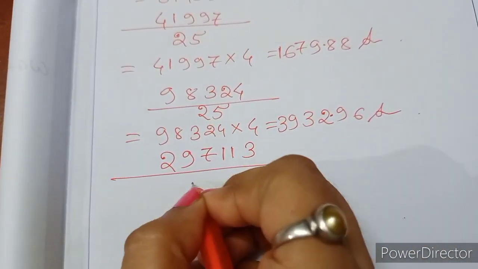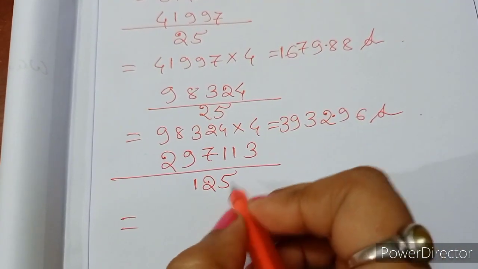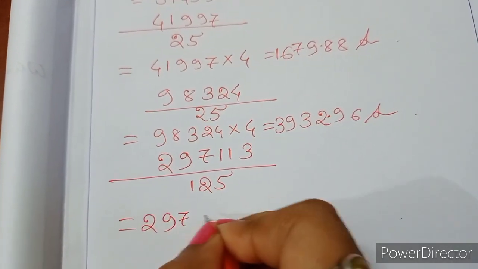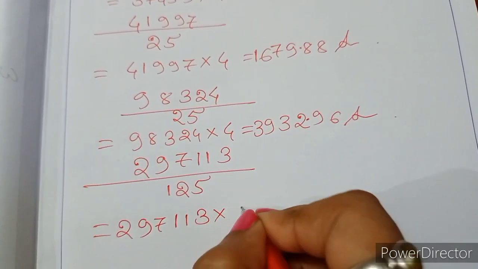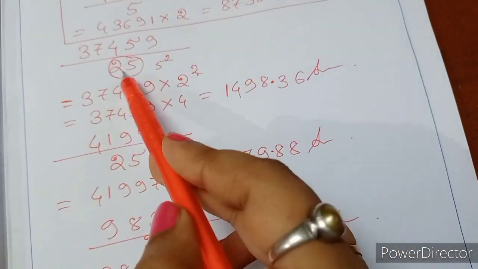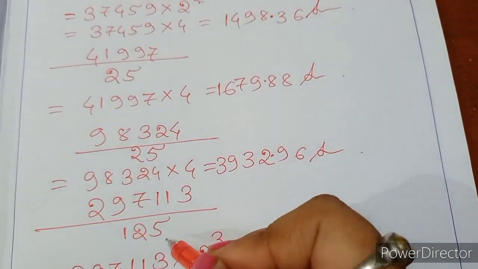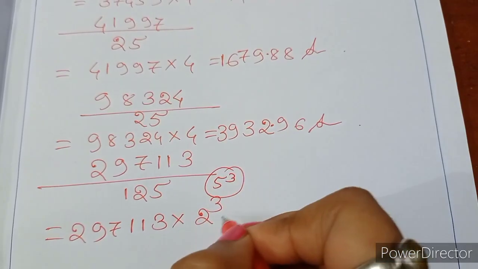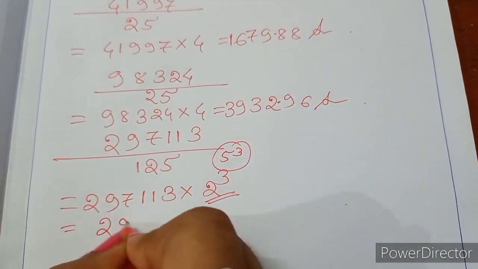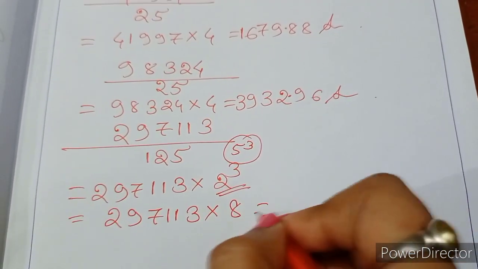29713 by 125. Here we divide by 125. So 125 means 5 cube. So we multiply 29713 into 2 cube. 2 cube means 8. Here for 25 it means 5 square, and here 125 means 5 cube. So we multiply it by 2 cube. 2 cube means 8. 29713 into 8.